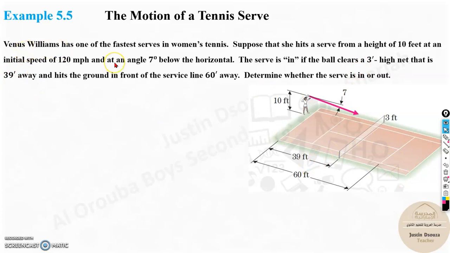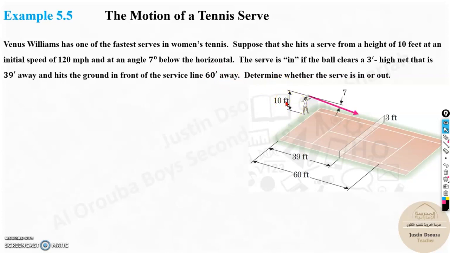Venus Williams has one of the fastest serves in women's tennis. Suppose that she hits a serve from a height of 10 feet at an initial speed of 120 miles per hour and at an angle 7 degrees below the horizontal. The serve is in if the ball clears a 3 feet high net, that is 39 feet away, and hits the ground in front of the service line 30 feet away. Determine whether the serve is in or not.